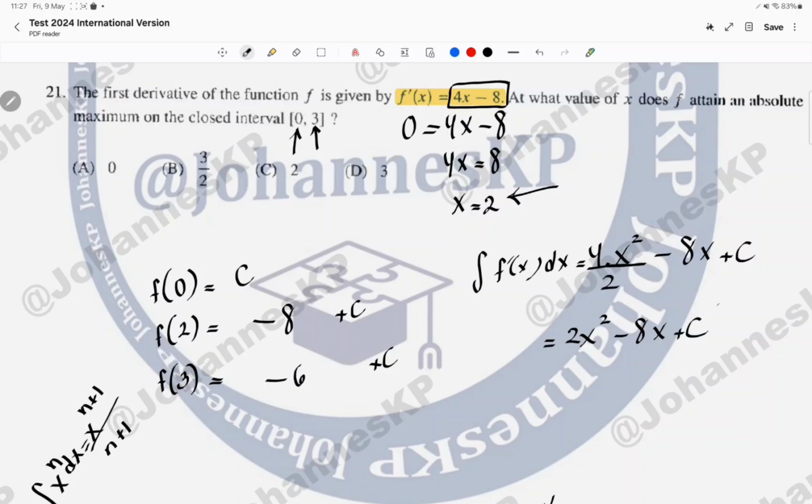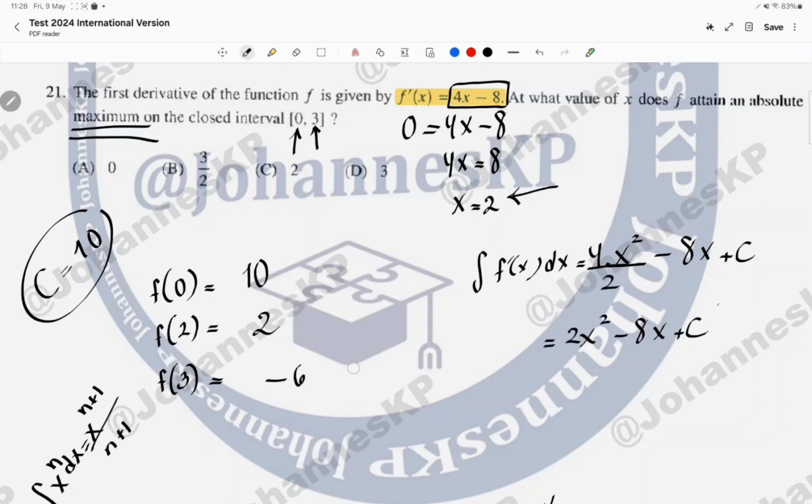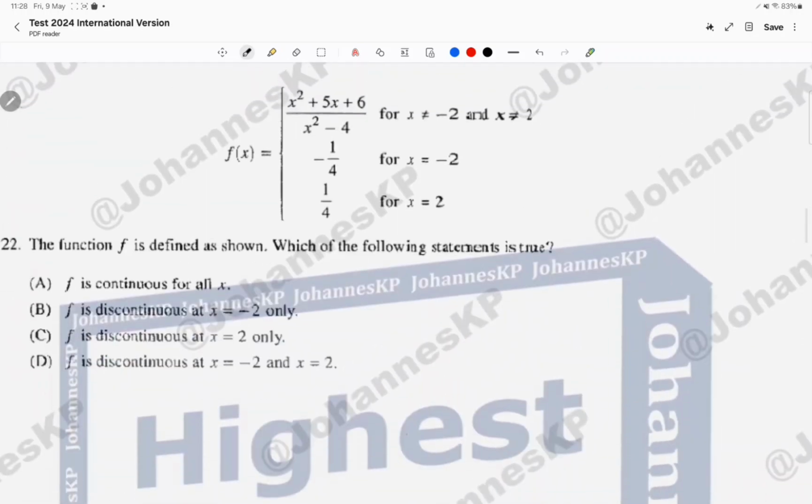So they want the maximum. Which one here is the biggest number? f of 0. Exactly. And you can choose any c you want. You can choose 10 if you want. Yeah. Let's just apply c of 10, for example. This will become 10. This will become 2. And this will become 4. So f of 0 is the biggest. So at what value of x? At the x of 0.